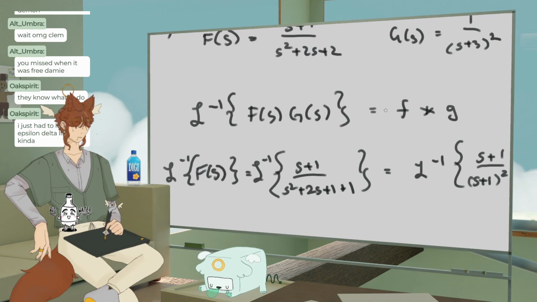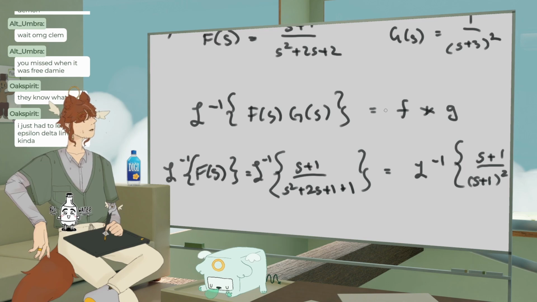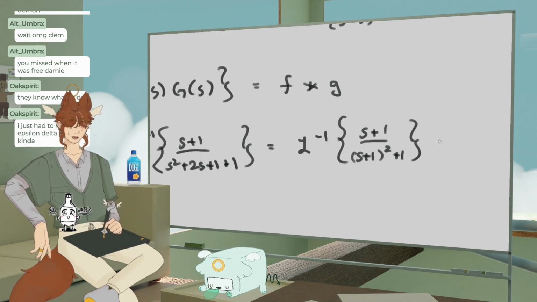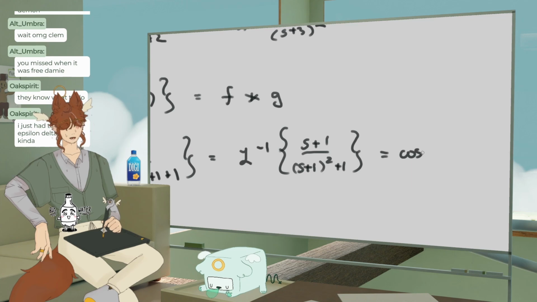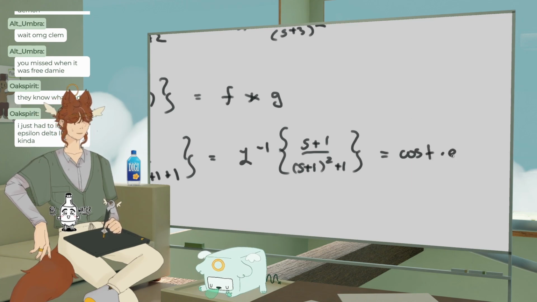If I have s plus 1, it's going to be 0 on the sine. Oh wait, yeah, of course it's going to be 0 on the sine. That's just the definition of cosine of... Oh my god, that's the definition of t cosine t times e to the negative st.